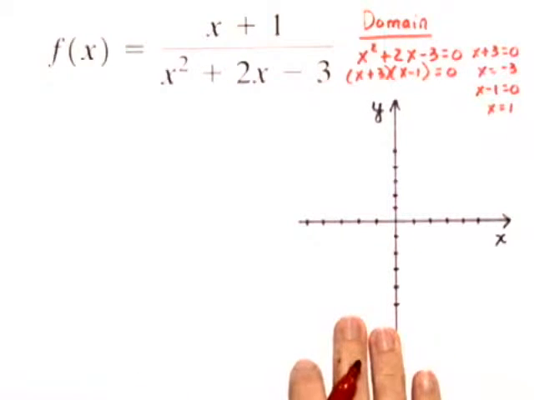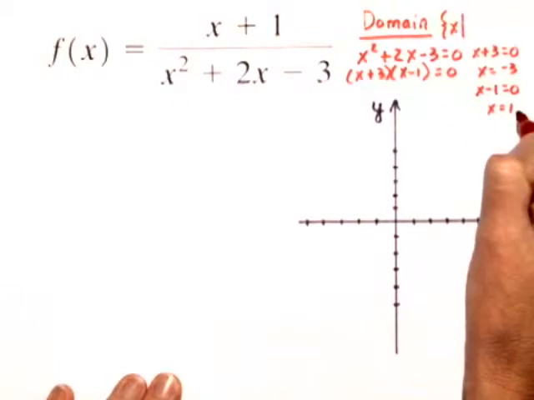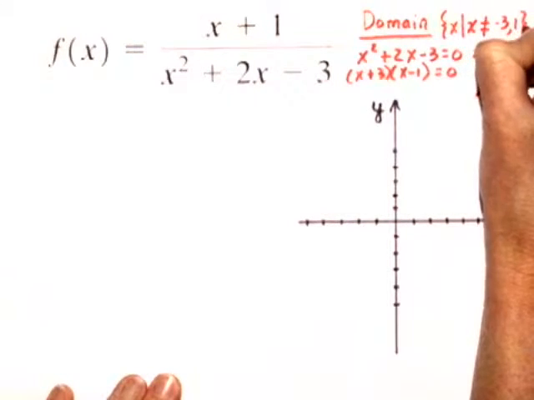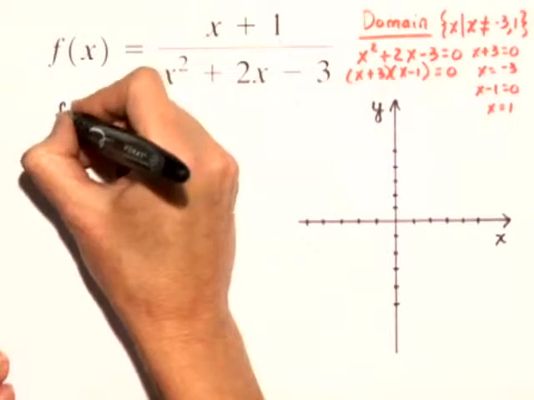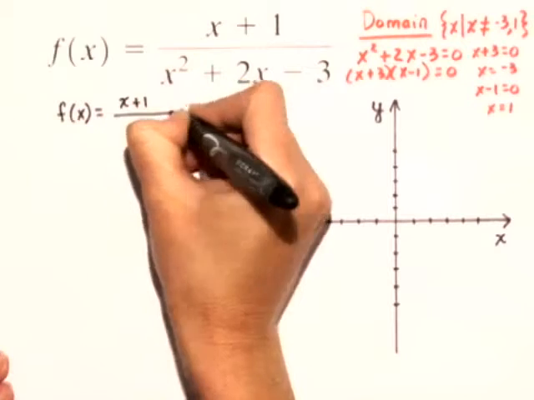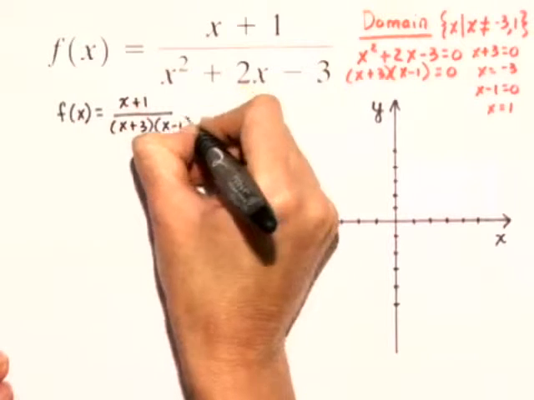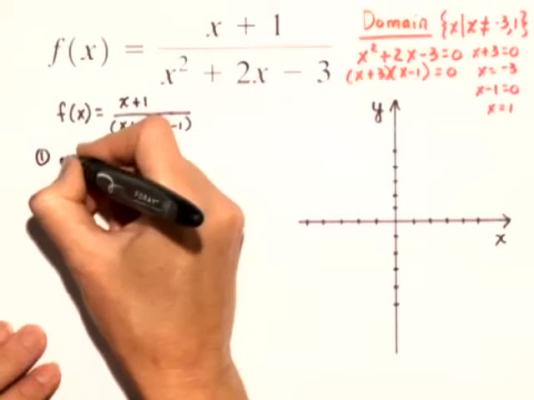And if we set x minus 1 equal to 0, we get x equals 1. So therefore, we can say that the domain is the set of all x such that x cannot equal negative 3 or positive 1. Any other real number is okay. Let's move on to step 1 to help us graph this rational function. I'm going to rewrite f of x in its factored form as x plus 1 over x plus 3 times x minus 1.